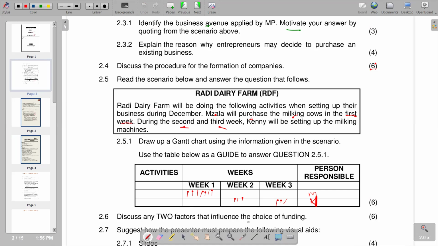Discuss any two factors that influence the choice of funding. The choice of funding will depend on the type of business. It will also depend on the cost of that funding. Those are some of the factors that we have to take into consideration.